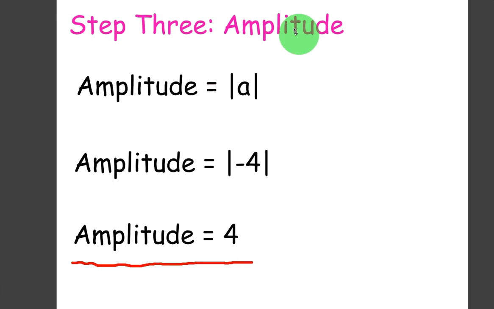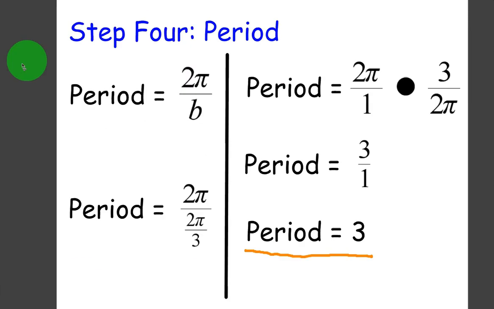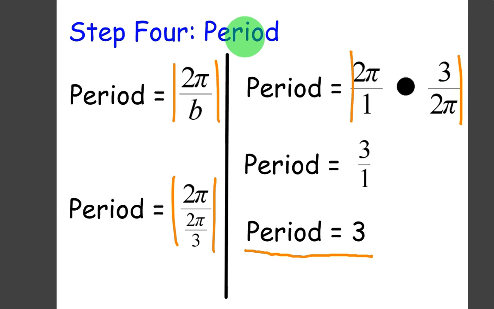Step 3 is amplitude. We know amplitude is the absolute value of a, and since a is negative 4, we know the amplitude of this graph is going to be 4. Step 4 is to find the period. I did make a mistake here. I don't know if you noticed that. It should be absolute value, even though we're going to get a positive number anyways. But we need to do absolute value just to be thorough.